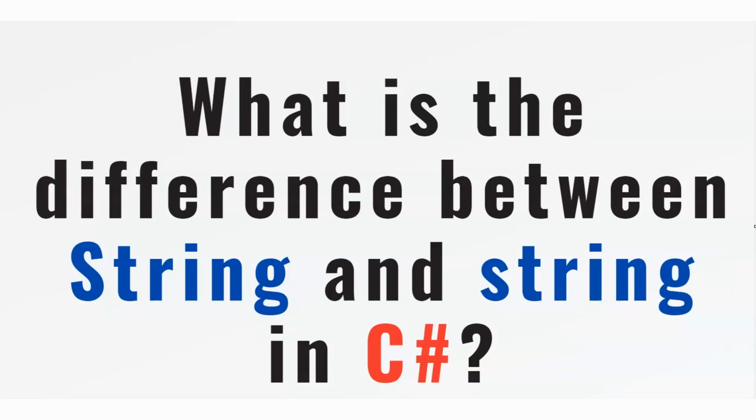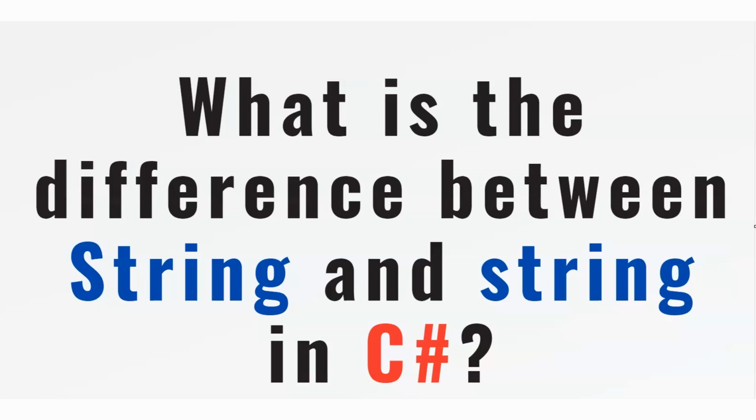What is the difference between string with a capital S and string with a lowercase s in C#? If you're looking for a quick answer, technically there is no difference between the two, because string with a lowercase s is actually an alias for the System.String class, and both string with a capital S and string with a lowercase s compile to the same System.String class in the intermediate language code, which is generated by the C# compiler.